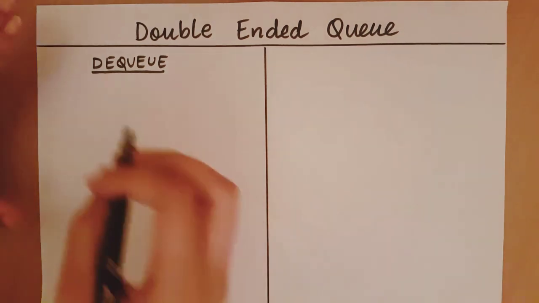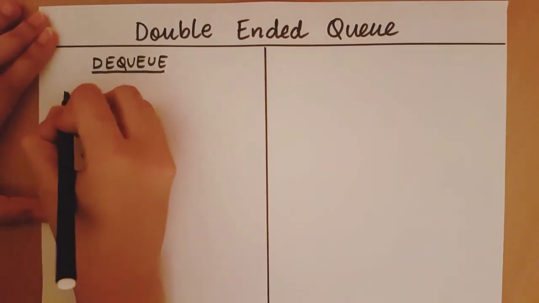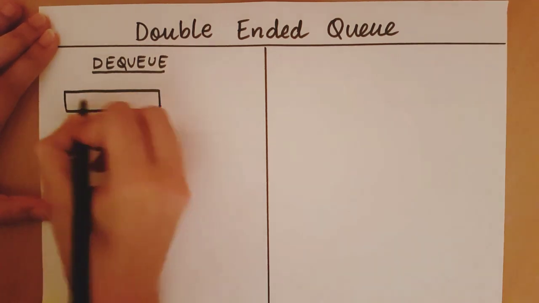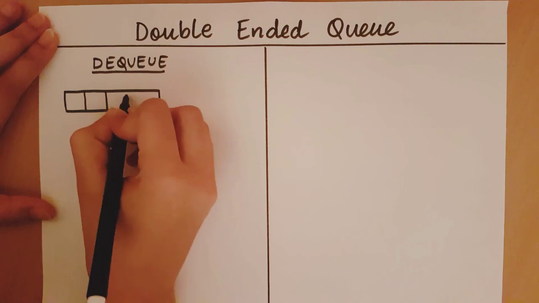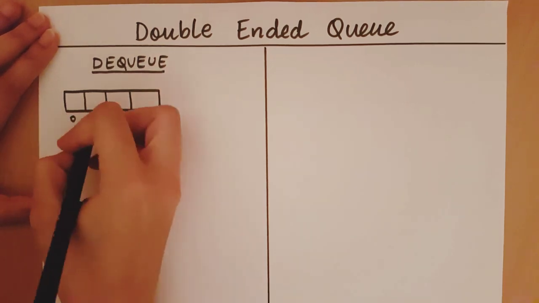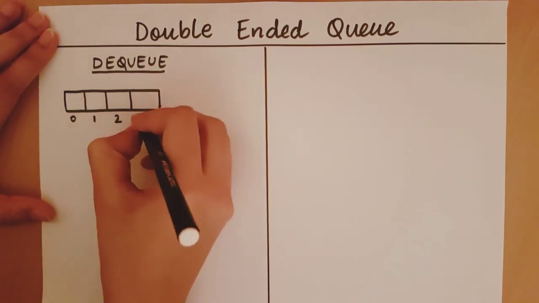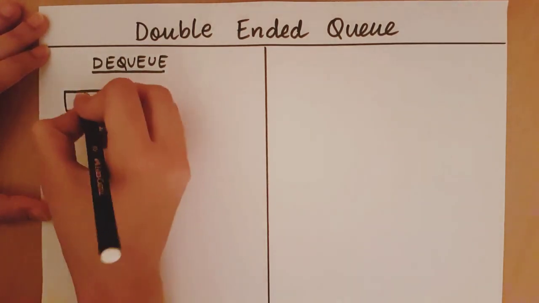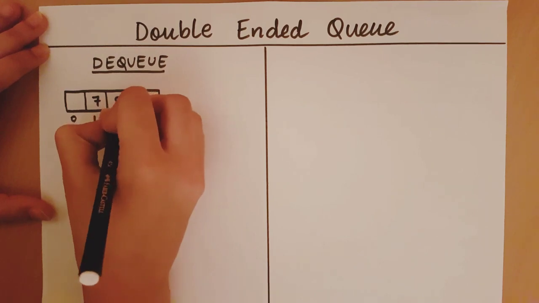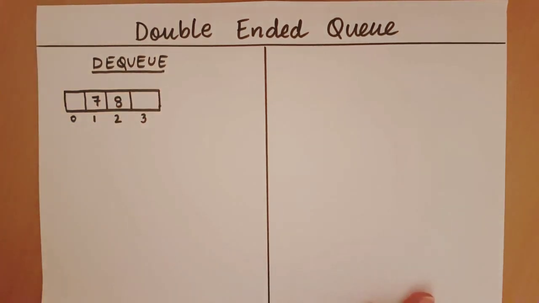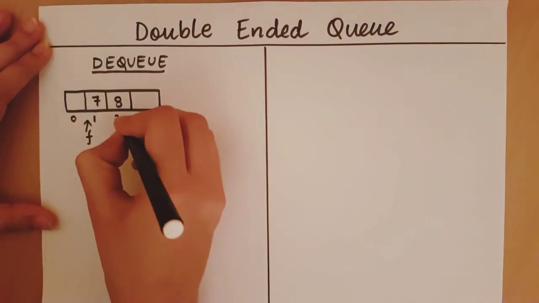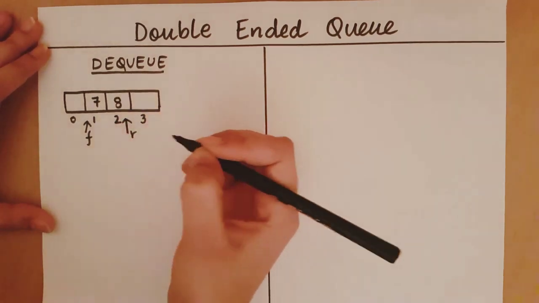Let's consider a queue. I'm writing down the indexes. Let's say that the status of the queue was this. When this is the status of the queue, the front will be at index 1, the rear will be at index 2.